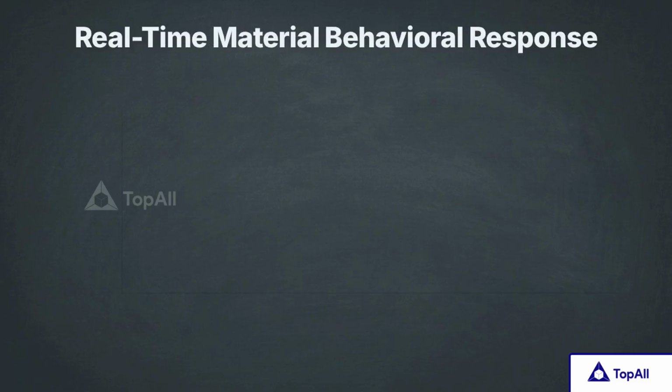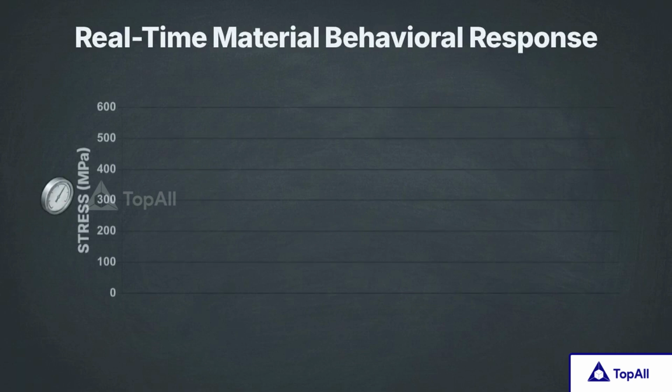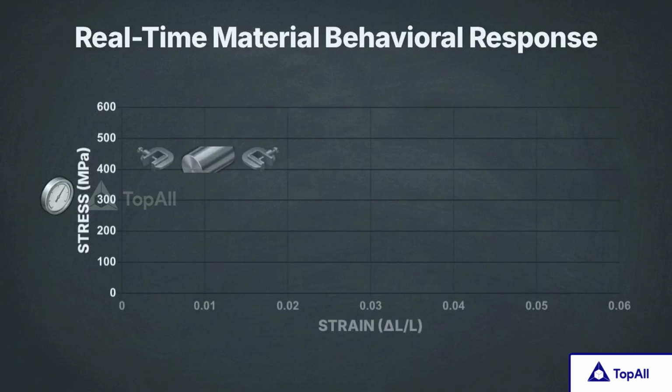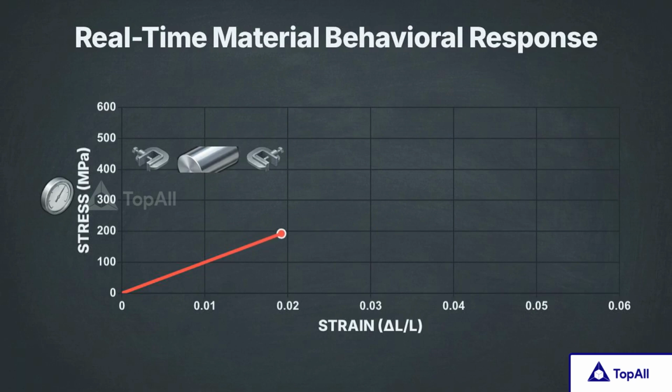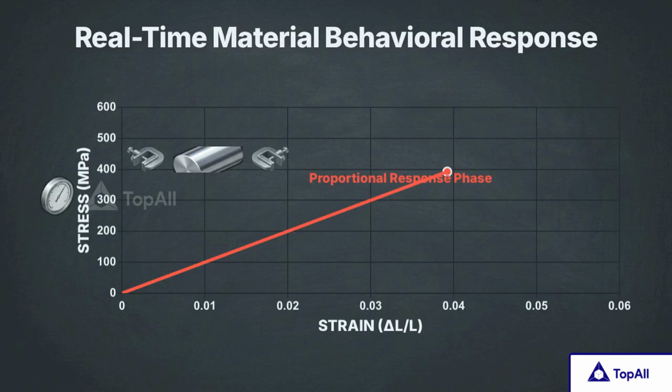To map exactly what happens inside the metal, we plot a chart. The y-axis tracks our first critical metric, stress. This is the internal restoring force developing inside the material per unit area as it tries to hold itself together. The x-axis tracks the physical consequence of that force, strain. Strain is simply the fractional change in the material's length compared to its original size. As the machine increases the pulling load, we plot a line matching the rising stress against the resulting strain. This records the metal's exact behavioral response in real time.